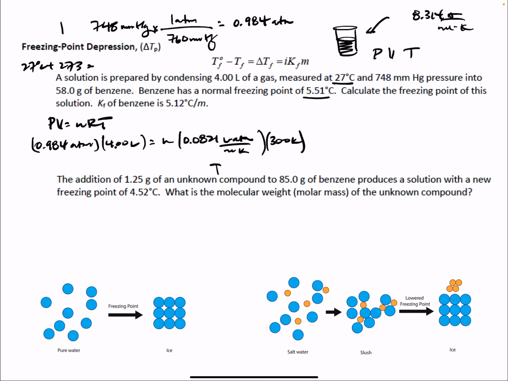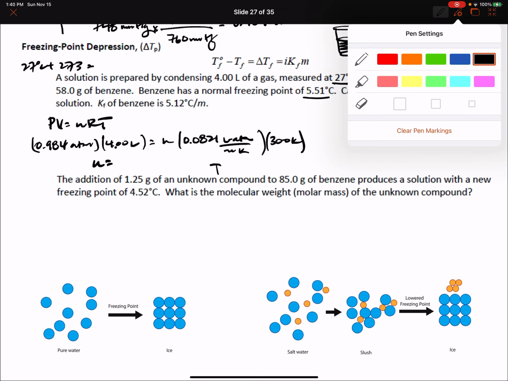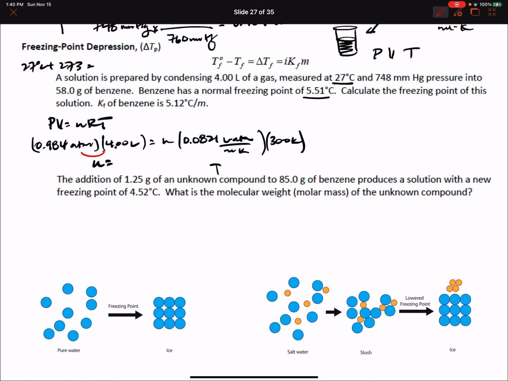300 Kelvin. All right, after all that, what I'm doing in my calculator is multiplying these together, and dividing by this guy and dividing by this guy. So 0.984 times 4 divided by 0.0821 divided by 300 Kelvin gives me 0.1958 moles of mystery gas. Whew. Okay, we're getting closer. We still need ΔTf equals i Kf times m. We still need the molality.